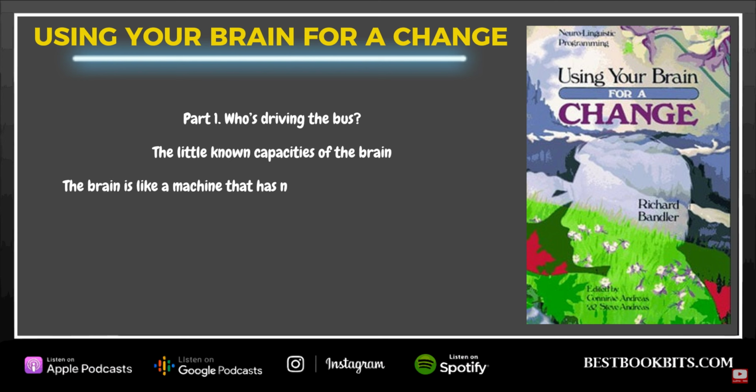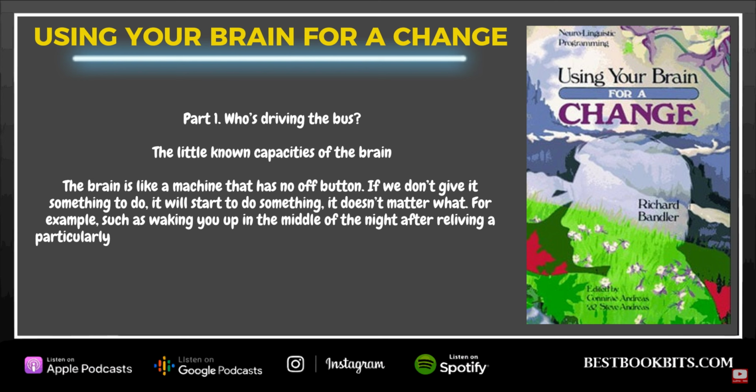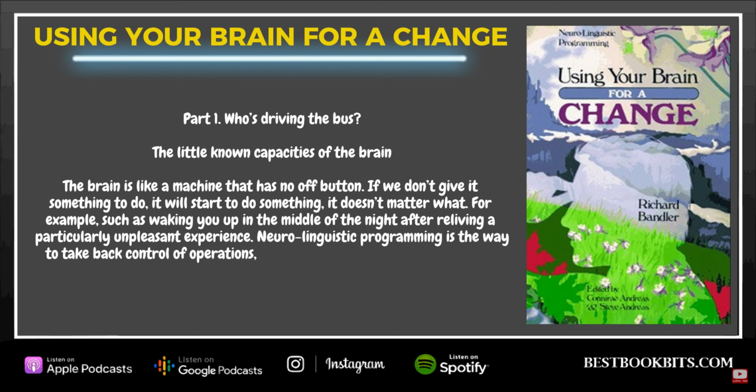The brain is like a machine that has no off button. If we don't give it something to do, it will start to do something. It doesn't matter what. For example, such as waking you up in the middle of the night after reliving a particular unpleasant experience. Neurolinguistic programming is the way to take back control of the operations, to choose on what and how the brain is going to use its capacities.